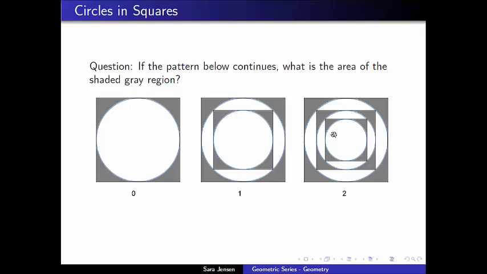We then repeat that process moving from this stage to the next, and in the next stages that we don't have pictured here, we would keep inscribing these squares with circles within them, and then shading the difference in area. And the question we're going to be concerned with today is, if we are to continue this pattern forever and ever, what would be the total gray area shaded in the infinite picture?